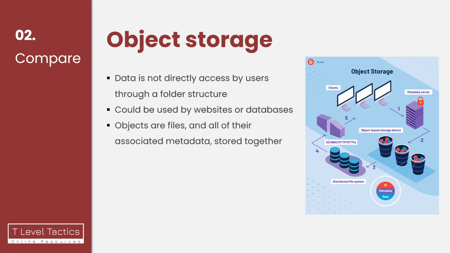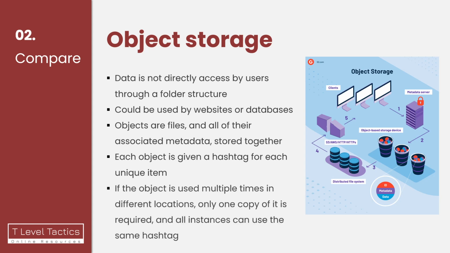Objects are files and all of their associated metadata stored together. And each object is given a hashtag to ensure it is an individual, unique item. If that object is used multiple times in different locations, on a website or in a database for instance, only one copy of it is required and stored, and all instances can use the same hashtag, and it can just be recalled from whatever location that unique item is held in.